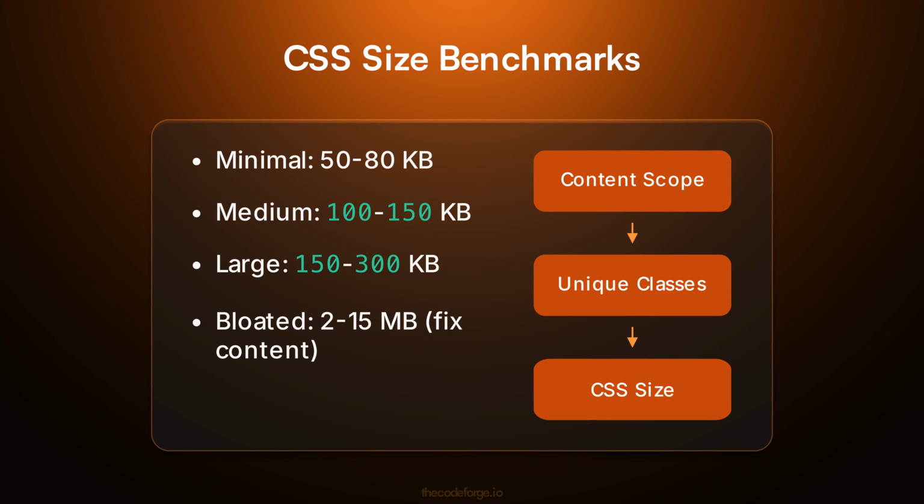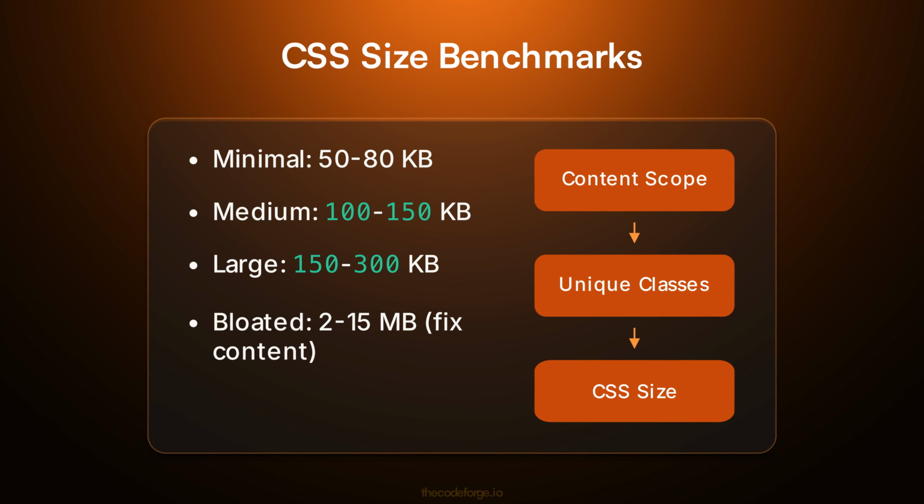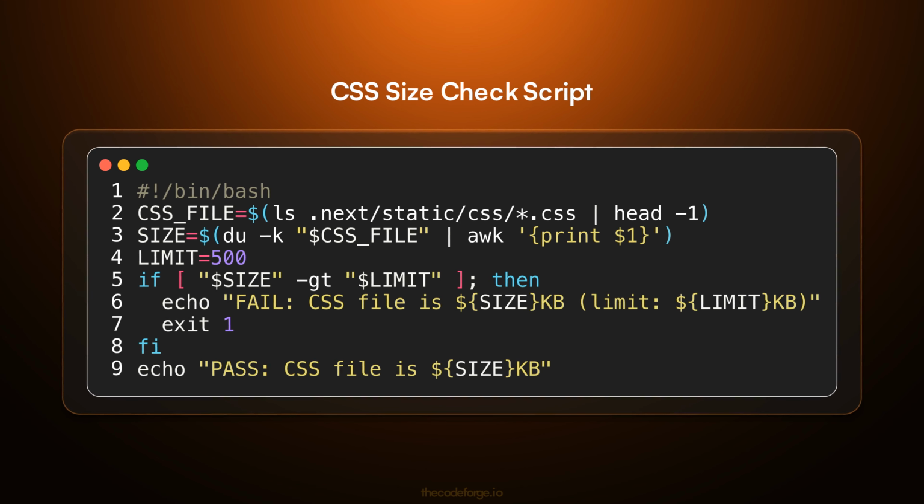A well-configured Tailwind build produces a CSS file of 5 to 150 KB. If your CSS file exceeds 500 KB, it's almost always a content config issue. Audit your content paths and ensure node_modules isn't included. This script checks the CSS file size in CI. Add it to your pipeline to catch bloated CSS files early.